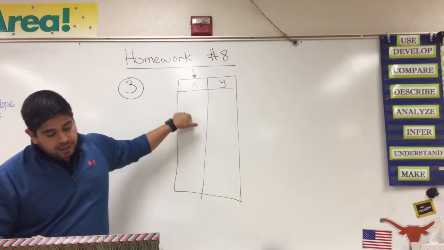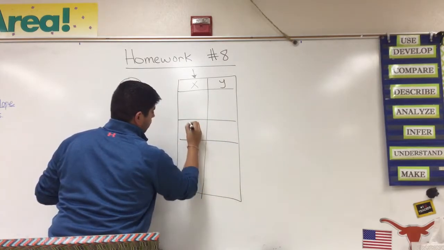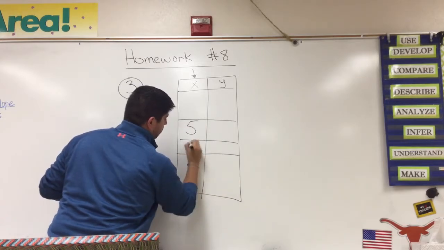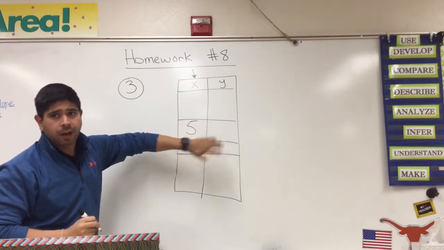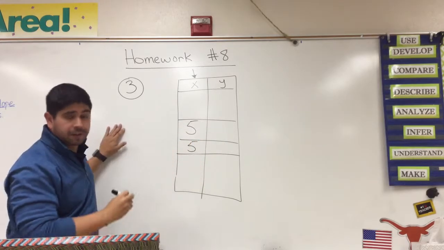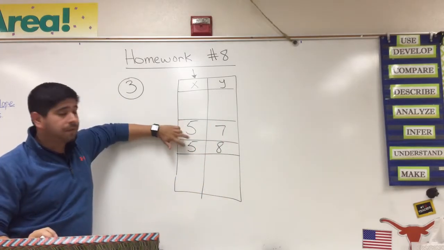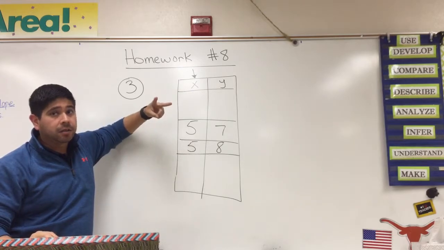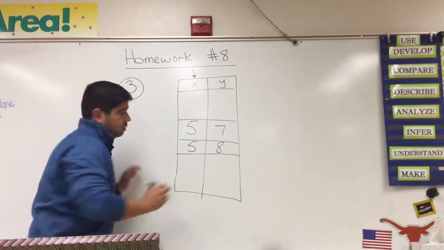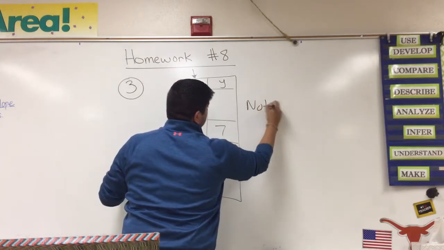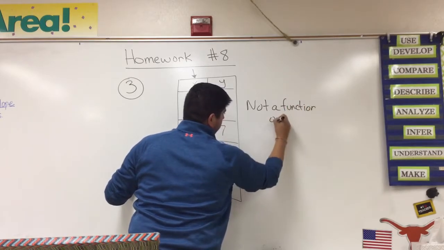Okay, in this case, here, there's a 5 and another 5. So these x's repeat. What I have to do though is look at my y's. If it's the same y, then it's okay. But if it is different than those, then it's not okay. So I have a 7 and an 8. So these x values have 2 different y values. It can only have 1. So that means that this one is not a function. Not a function. Or if you just put no, that's okay too.